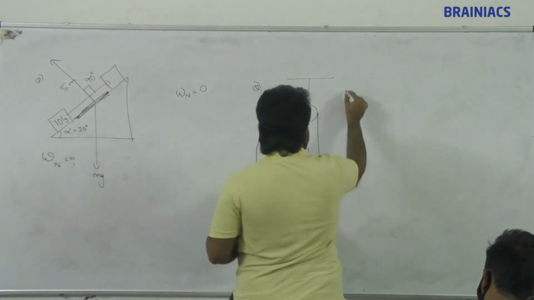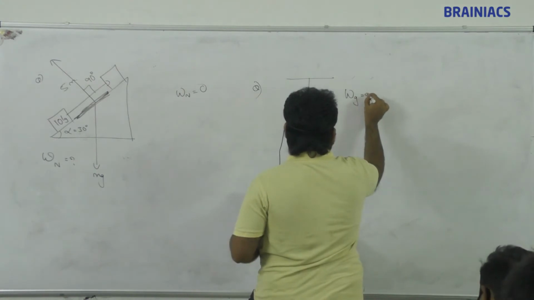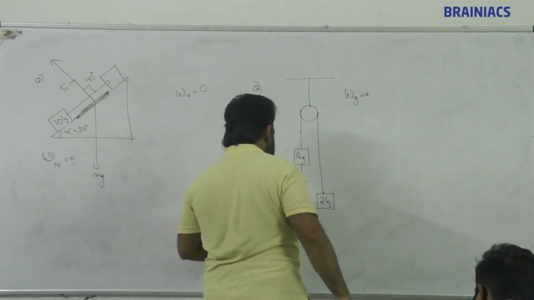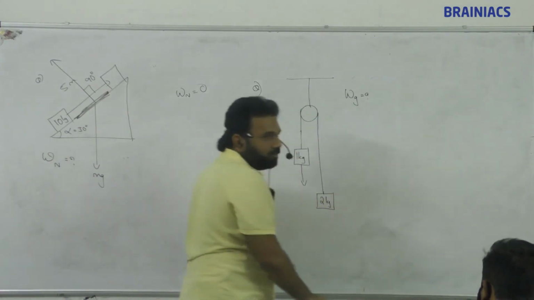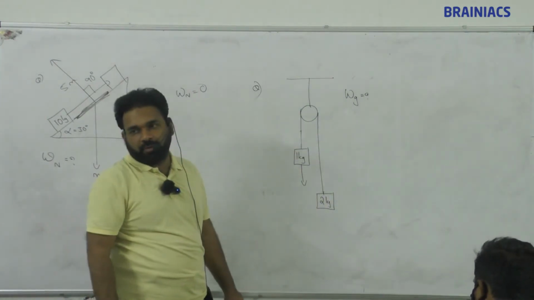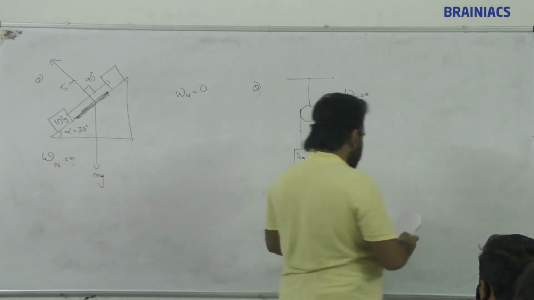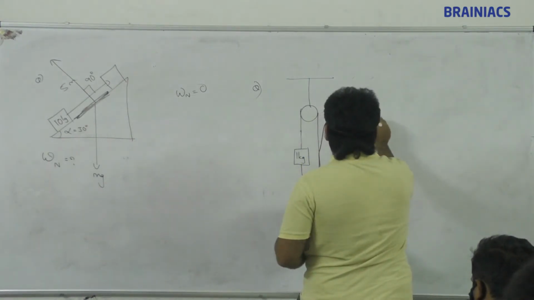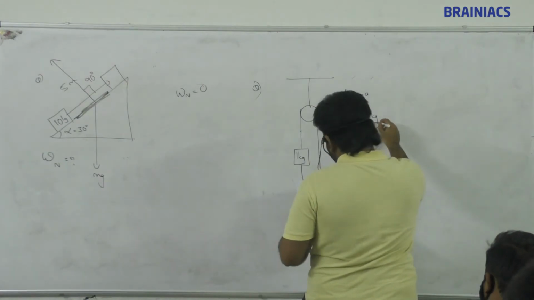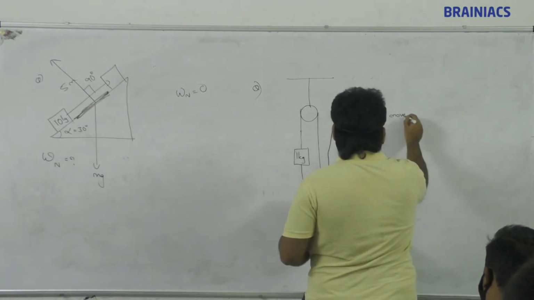Okay, what is the work done by the gravitational force on both the masses if the 2 kg mass moves down by 3 meters?